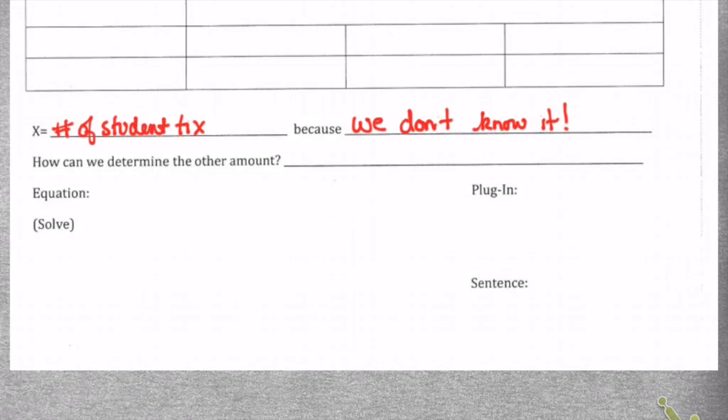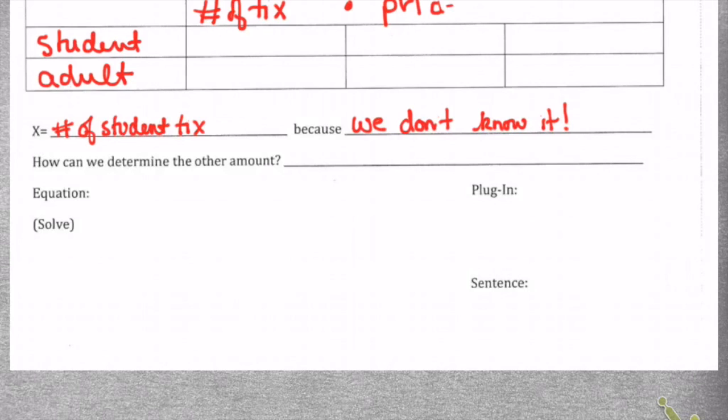All right, so let's organize our information into a chart. We've got student tickets, and we've got adult tickets and prices, and we're looking at having the number of tickets times the price of those tickets would give us the cost or the total money amount for both student and adult tickets. So again, our student tickets are X. We don't know that. Our adult tickets and student tickets are different prices here.